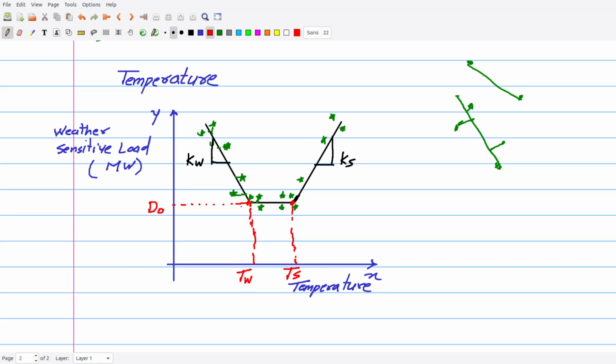So this is also commonly called variation of load with temperature. It has a very famous name. It is called the weather load model. So it's there in our syllabus. So this is your weather load model.